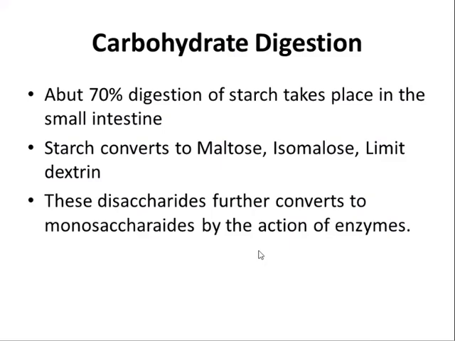Sucrose converts to glucose and fructose in the presence of the sucrase enzyme, and lactose converts to glucose and galactose in the presence of the enzyme lactase. And isomaltose also converts to glucose in the presence of isomaltase, and limit dextrin converts to glucose in the presence of limit dextrinase. So here the digestion of carbohydrates is completed in the small intestine.